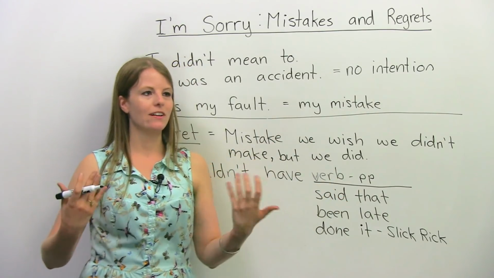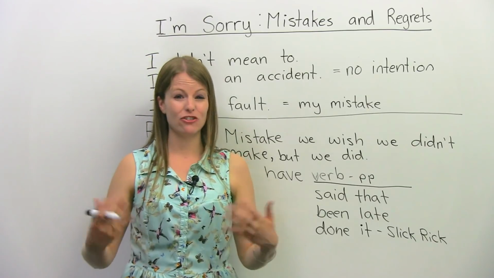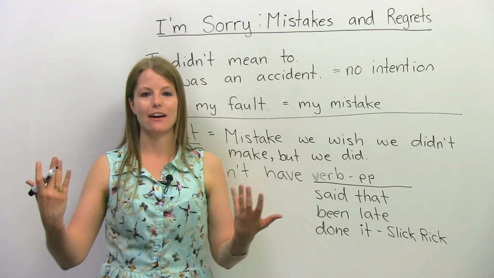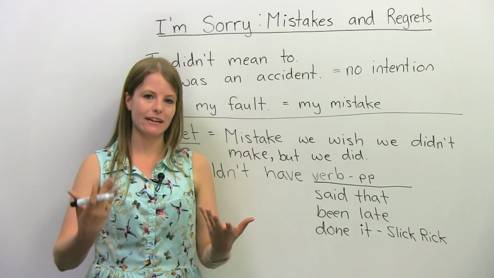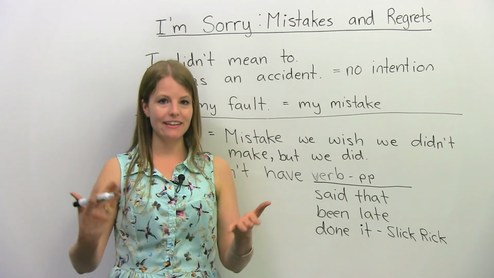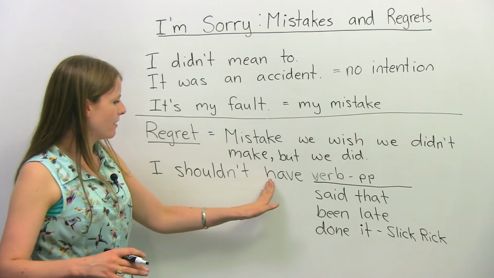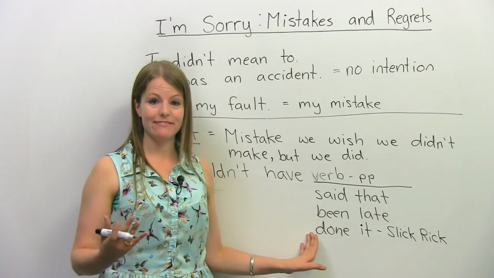So for example, I shouldn't have jumped. I shouldn't have run so fast. I shouldn't have cried. A lot of the times they end in ED, or we have irregular ones. So if you need a list of past participles, we've got that. I shouldn't have done it.